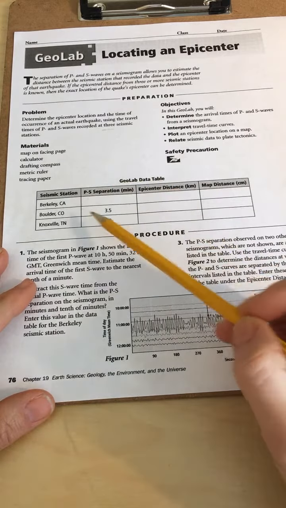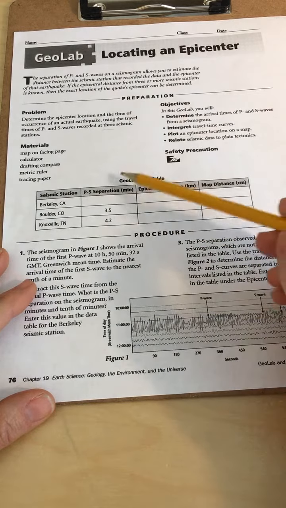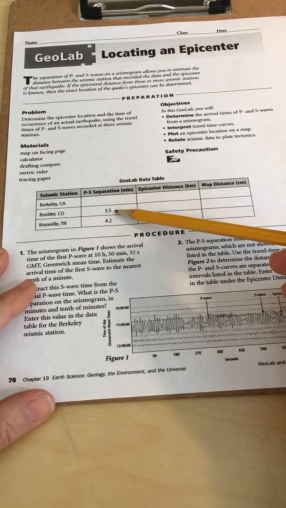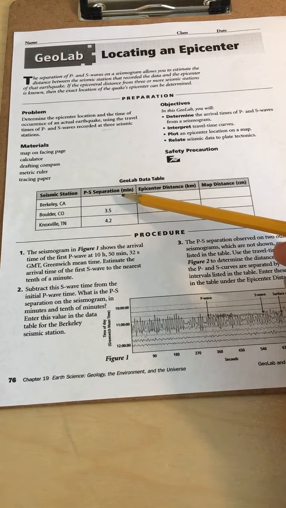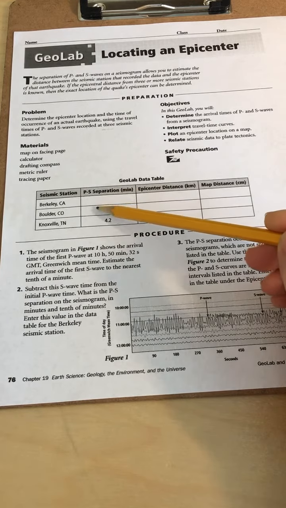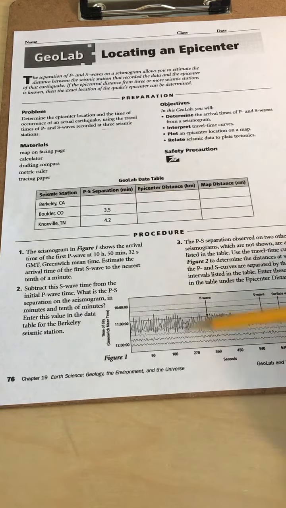So here is your GeoLab table. It has the 3 seismic stations, and it already gives you the P and S separation time for Boulder, Colorado, and Knoxville, Tennessee. So you need to find out the P and S separation time for Berkeley, California, using this seismogram right here down below.